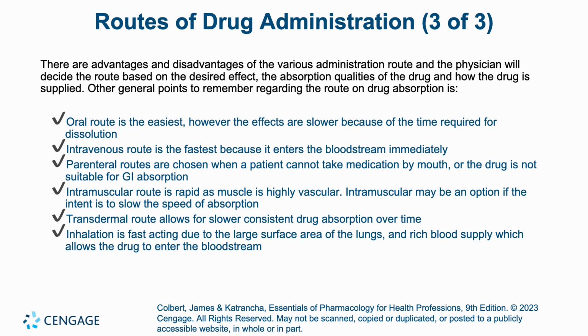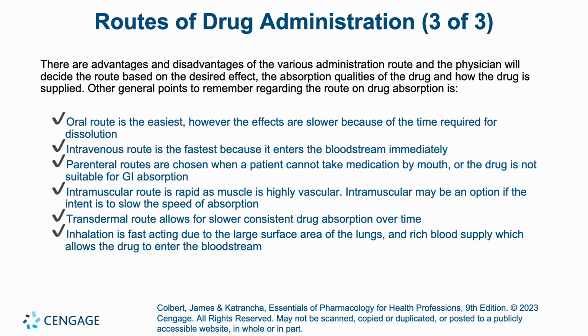Intramuscular route is rapid. The muscle of the body is highly vascular, meaning it has a lot of blood flow. And intramuscular may be an option if the intent is to slow the speed of absorption. So let's say, for example, someone is requiring a pain medication, like an opioid, and the choices are intramuscular versus intravenous. We might choose the intramuscular to kind of slow down the speed and lengthen the time that the medication is in the system.